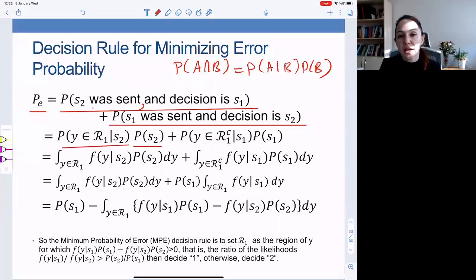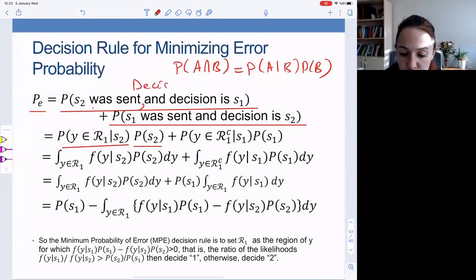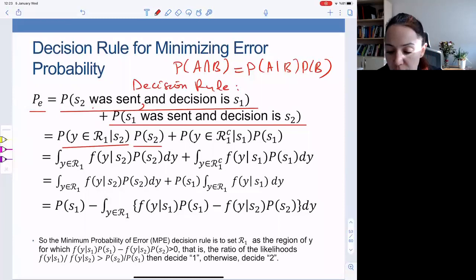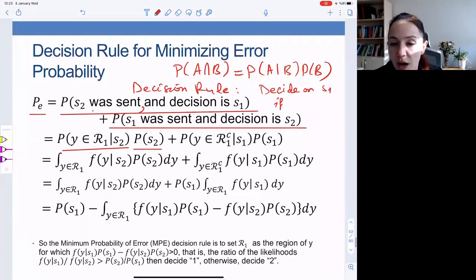Now, S1 is decided. What is this event? We're going to have a decision rule, which says to us that you should decide on S1 if the received signal, the sampled matched filter output, is in a certain region R1.